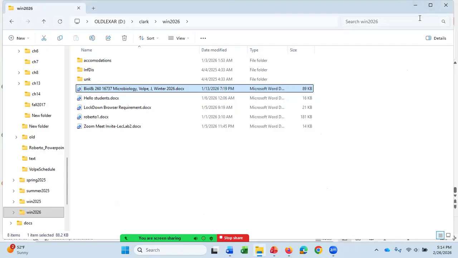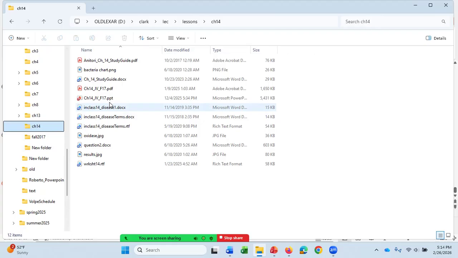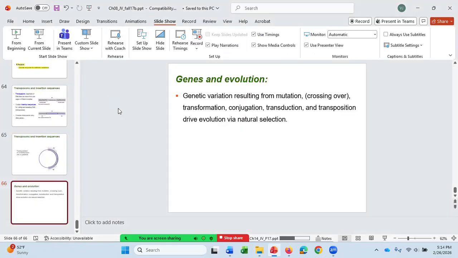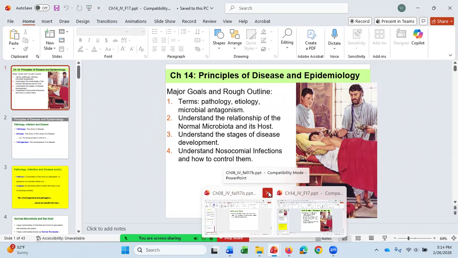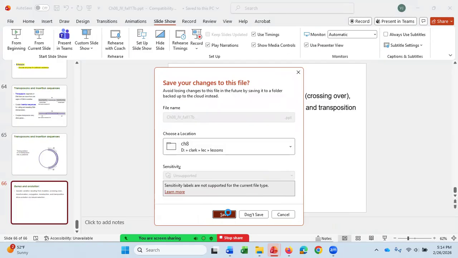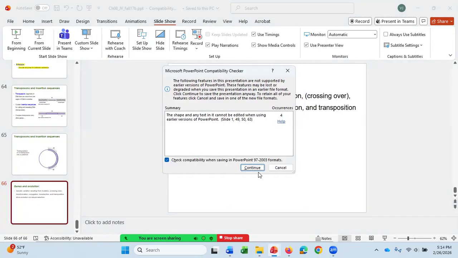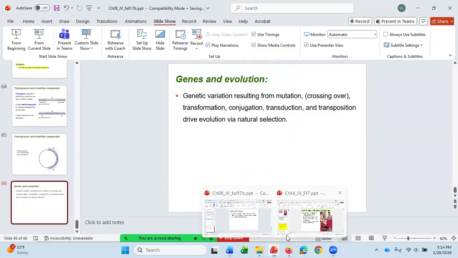In chapter 14, you should really pay attention to the terms, because if you learn the terms of chapter 14, you've learned half of the material in chapter 14. So chapter 14 is very term intensive. Let's go ahead and shut that one down. As soon as it shuts down, let's switch over.